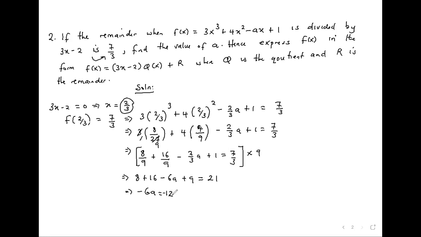Must be negative, no? Let's confirm. 33 minus 21, yeah, it's 12. So we divide by negative 6, divide by negative 6. So we get a is equal to positive 2. This is the value of a that is required.